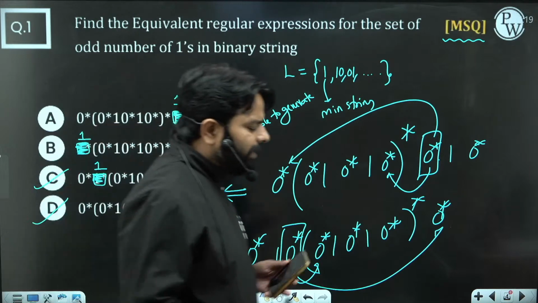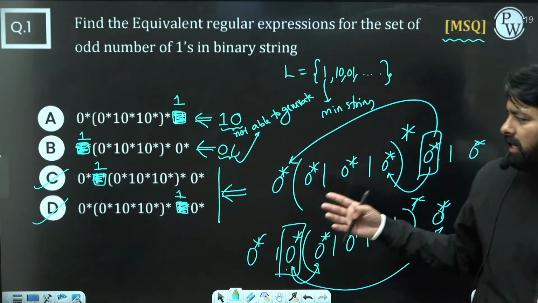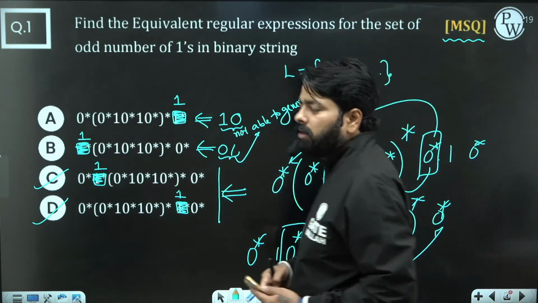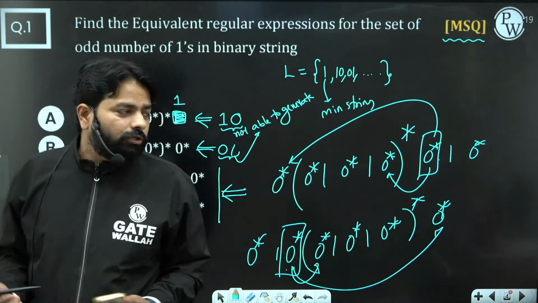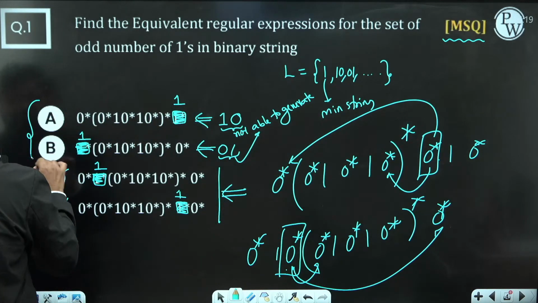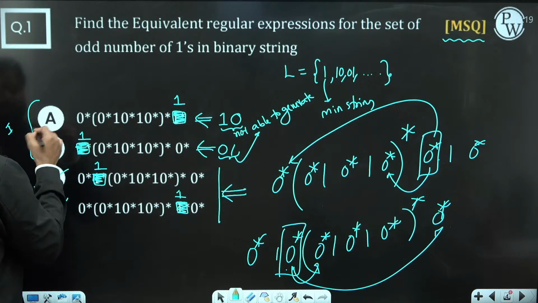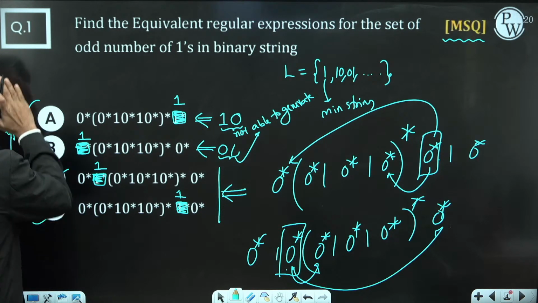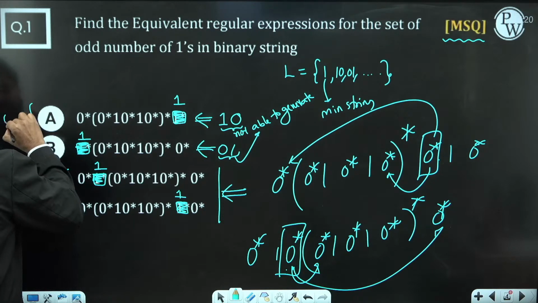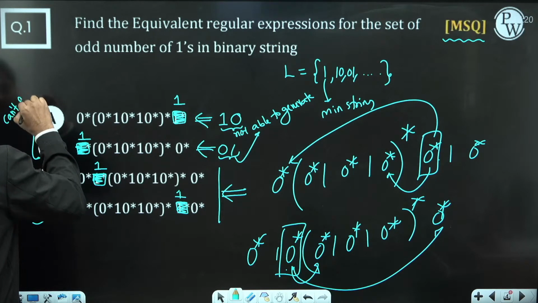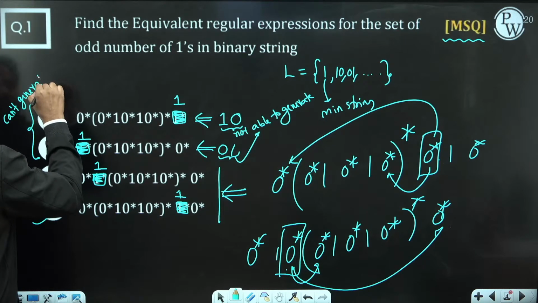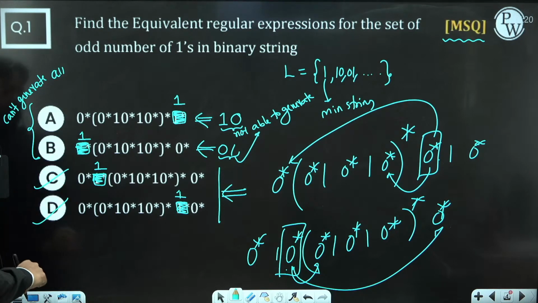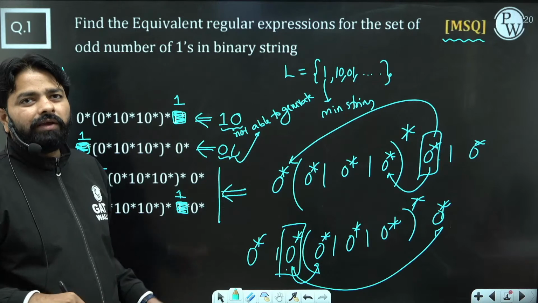So this is where it happens: it looks like everybody is generating an odd number of ones, but they can't generate all. There is an issue. These two, why we are not choosing is that they can't. These three, both of them cannot generate all. But C and D can generate all, even though they look different.